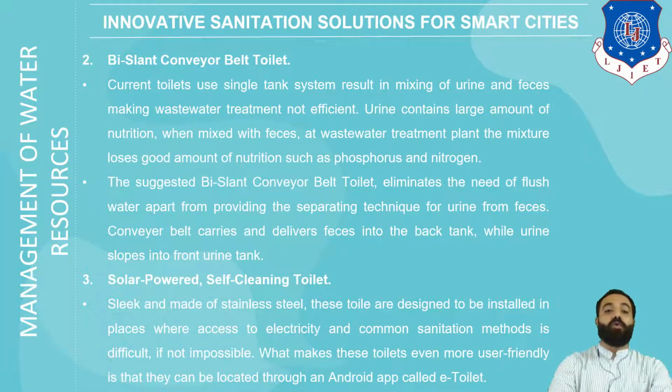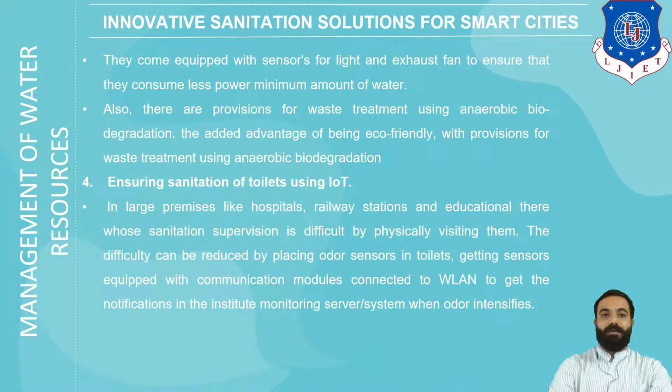Then third one, solar powered and self-cleaning toilet. Sleek and made of stainless steel, these toilets are designed to be installed in places where access to electricity and common sanitation methods is difficult. What makes these toilets even more user friendly is that they can be located through an Android app called eToilet. They are equipped with sensors for light and an exhaust fan to ensure that they consume less power and a minimum amount of water. Clear. There are also some provisions for waste treatment using anaerobic biodegradation.